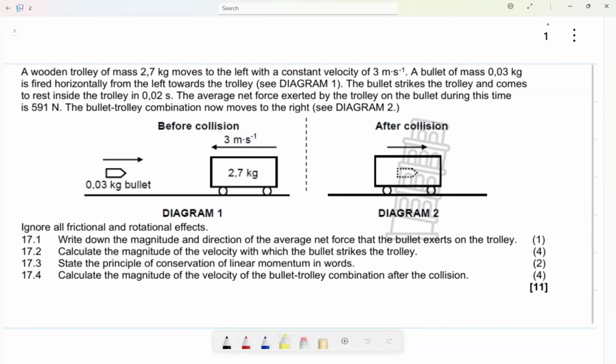A wooden trolley of mass 2.7 kg moves to the left with a constant velocity of 3 meters per second. They've given us a bullet of 0.03 kilogram fired horizontally from the left towards the trolley. See diagram 1. The bullet strikes the trolley and comes to rest inside the trolley in 0.02 seconds.